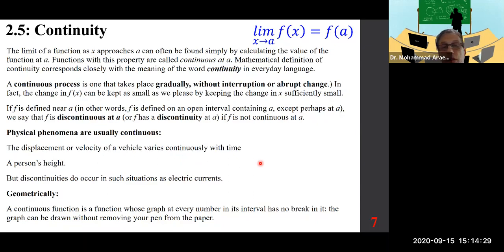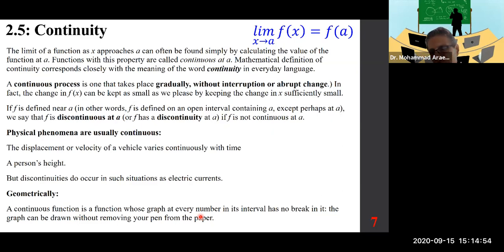All right, so geometrically, a continuous function is a function whose graph at every number in its interval has no break in it. The graph can be drawn without removing your pen from the paper. There is no hole, okay, there is no break. You remember that definition from before. All right, so we've seen this.